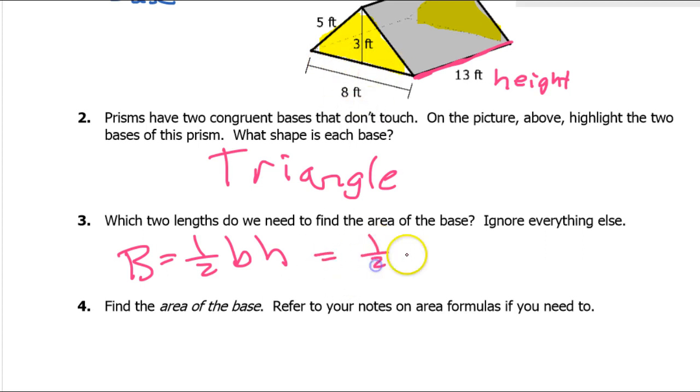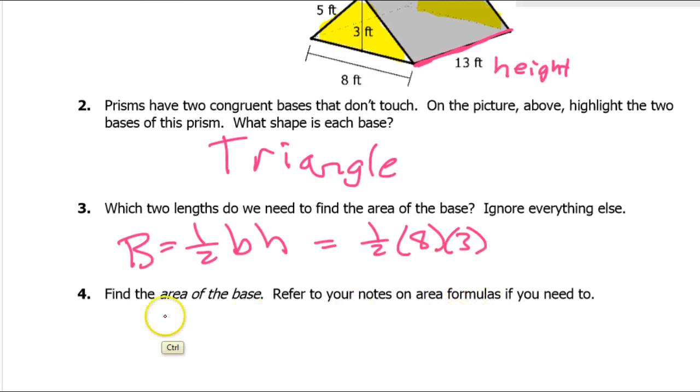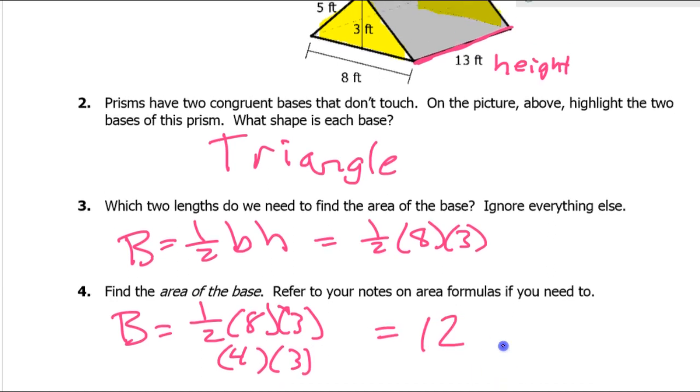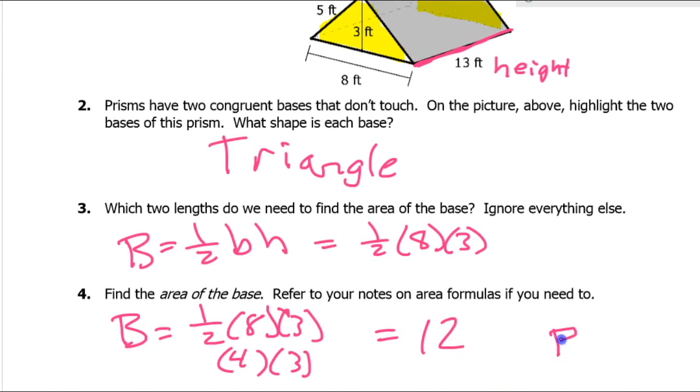So this is going to be 1/2 times 8 times 3. Just looking at the triangle, the base is 8 and the height is 3. So we have 1/2 times 8 times 3. Half of 8 is 4, so this is like 4 times 3, which is 12. So the area of the base is 12. Good to know.